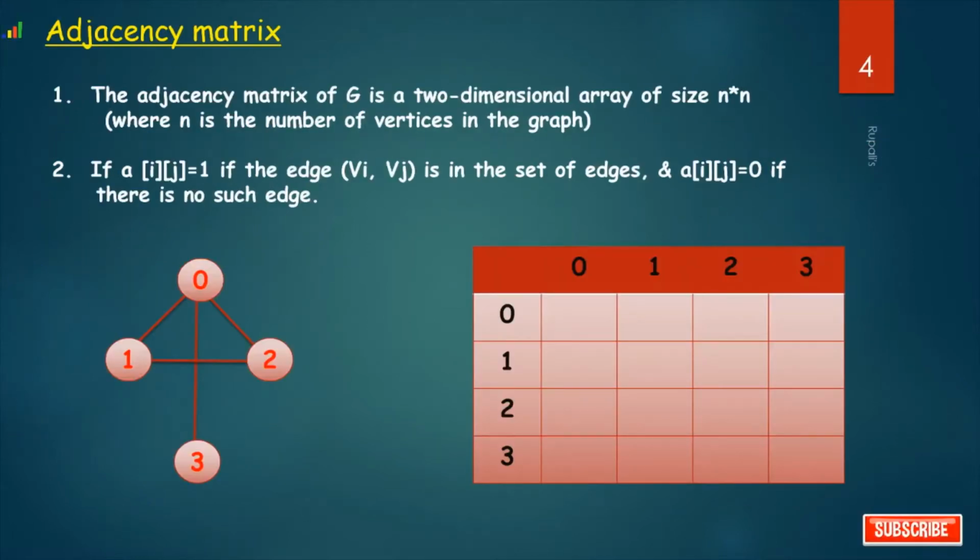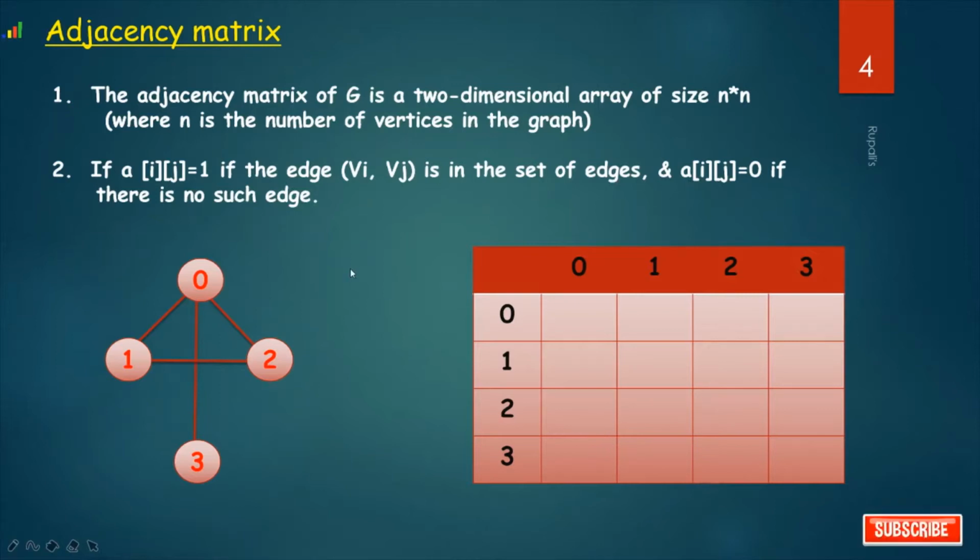Adjacency matrix. The adjacency matrix of G is a two-dimensional array of size n by n, where n is the number of vertices in the graph. So this is our graph. How many vertices are there? From 0 to 3, 4 vertices are there. So I can represent it by a two-dimensional array. Row wise there are 4 rows from 0 to 3, and column wise there are 4 columns from 0 to 3. Now a[i][j] equals 1 if the edge vi vj is in the set of edges, and a[i][j] equals 0 if there is no such edge.